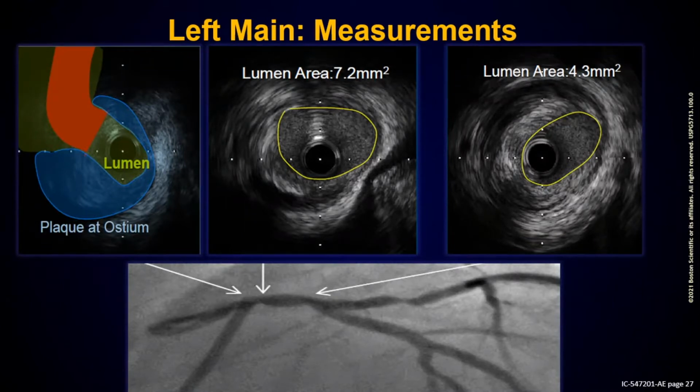So that's why, if you are doing IVUS of the left main stem, make sure that the physiologist or another doctor who is helping you does take three measurements: one at the ostium, one at the body, and one at the distal segment, or the distal left main.